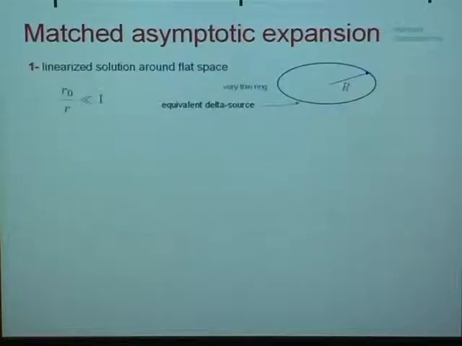So the idea here is to start, since we want to describe a thin black ring, we start where the ring is very thin, so we construct a linearized solution around flat space, a linearized solution of gravity. Instead of the black ring, we put an equivalent delta source, which gives a field that is equivalent to the expected field of a black ring. So this is a solution where if R0 is the size of these spheres over here, then this is a limit where this is very small. This is our linear expansion parameter.